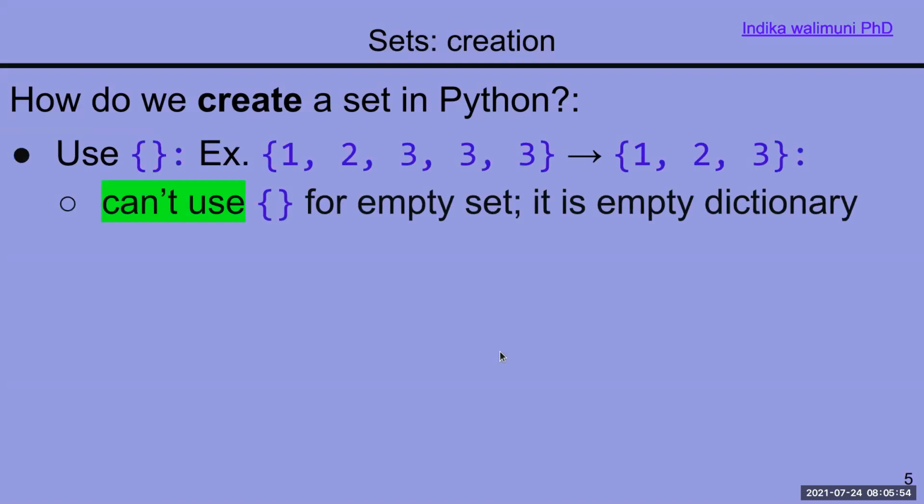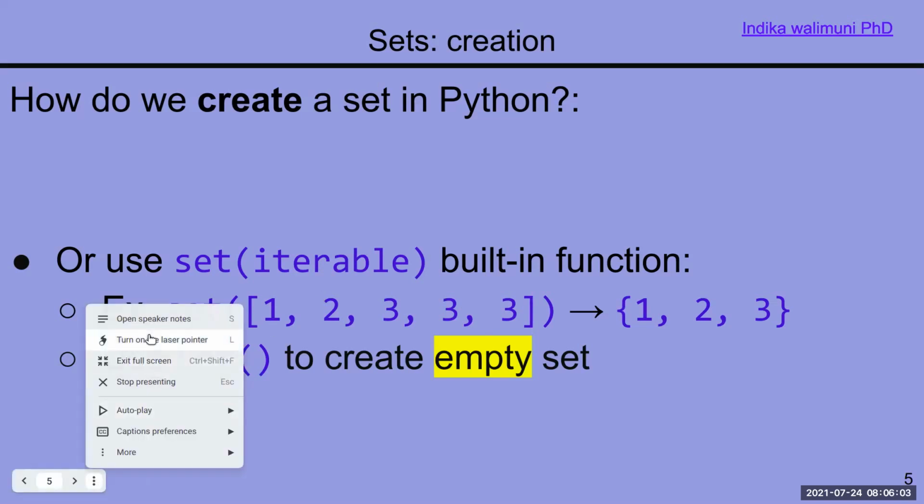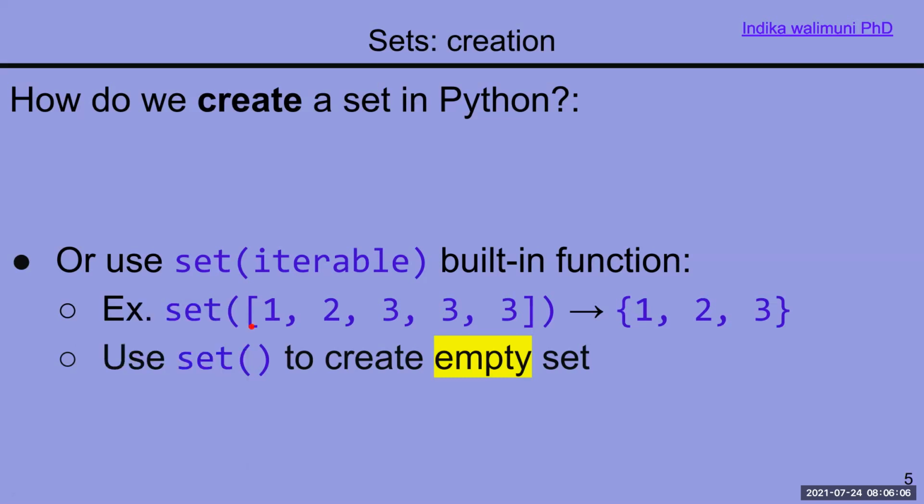All right. So we can also use the set built-in function. Basically, you can pass any iterable object into the set built-in function, and it's going to create a set for us. For example, if we pass this list into set, you can create this set out of it. Also, the set built-in function provides a way to create an empty set as well. We just directly call it like this.